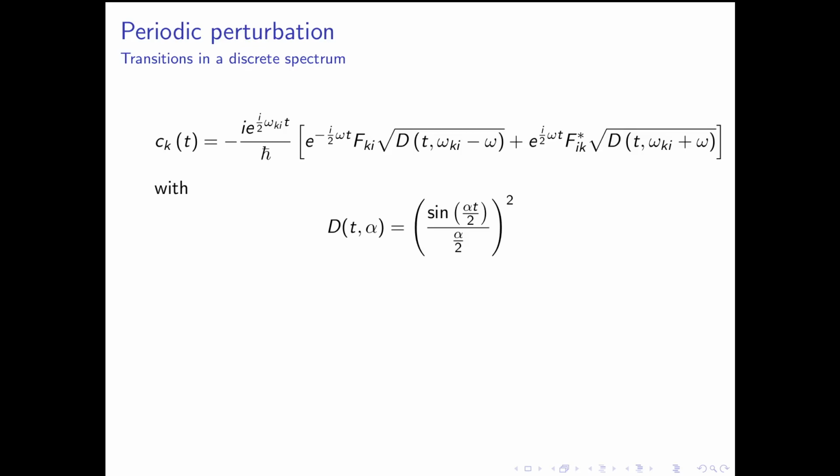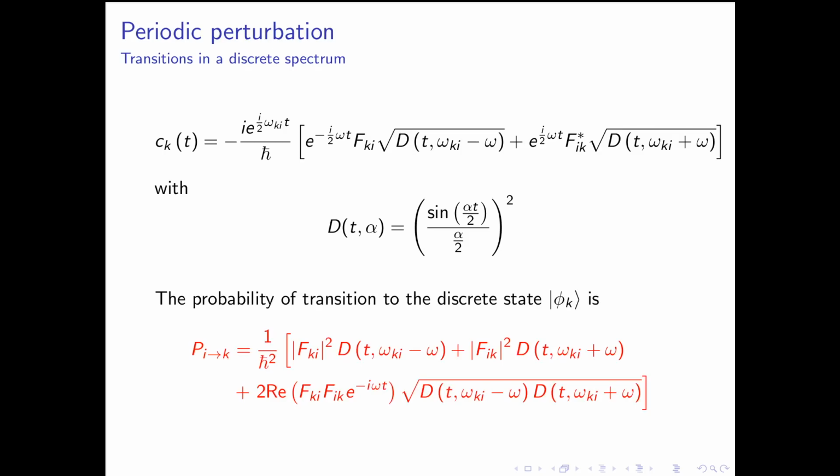To get the probability of a system in state i going over to a state k, where we are considering a discrete state k, is going to be given by the modulus square of this expression. And here all I have done is use the standard formula that |z1 plus z2| square is |z1| square plus |z2| square plus twice the real part of z1 star z2. Let me point out that in this particular expression, the dominant contribution, at least for large times, is going to come from omega_ki minus omega being very close to 0. That is, when omega_ki is close to omega.